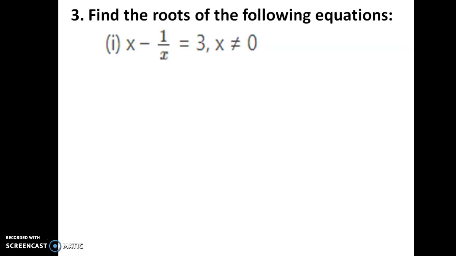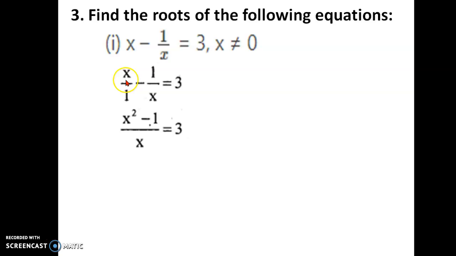So 1 is in the fraction, so that has to be changed. So first I'm taking LCM. Okay, so x is here, 1 is there. So x is the LCM. So this x has to be multiplied in the numerator. So x into x is x square. Okay, x square minus 1, the whole divided by x. So how did I get this? You understood? Here 1 is there, here x is there. So LCM of 1 and x is x. So this x has to be multiplied with the numerator of this one.